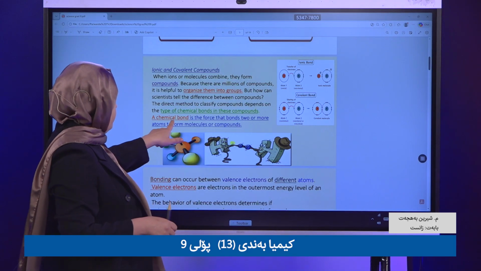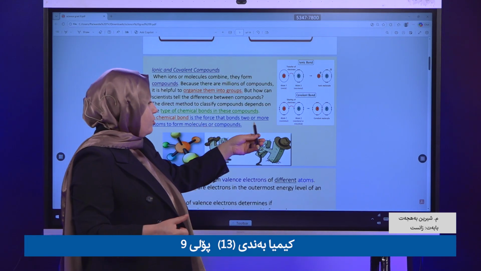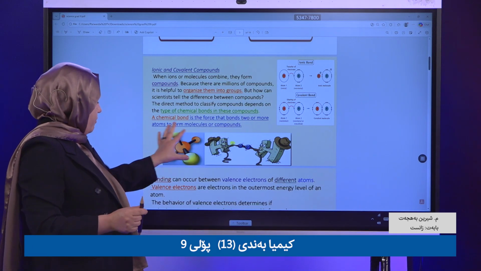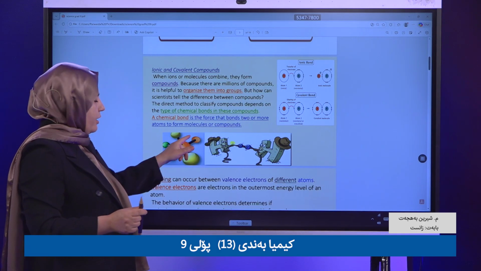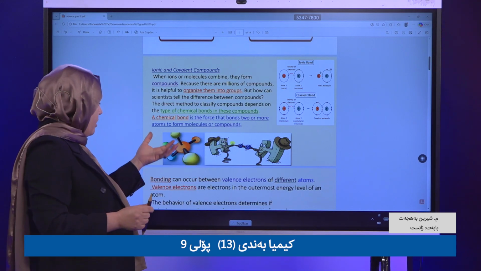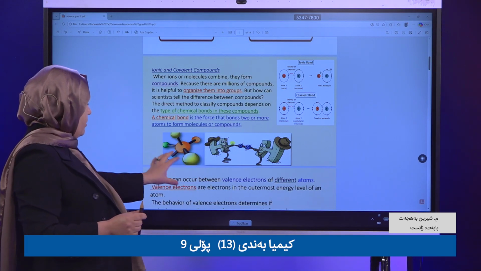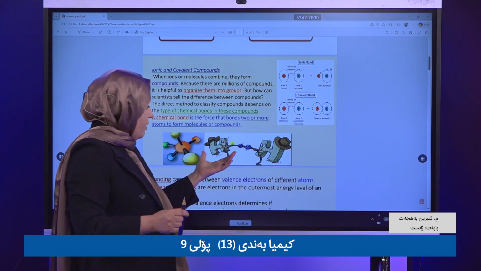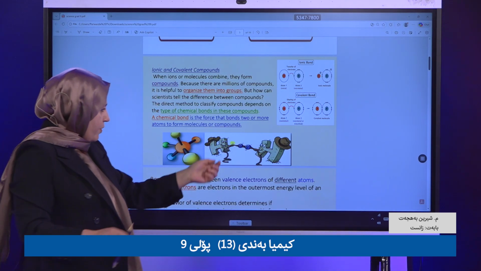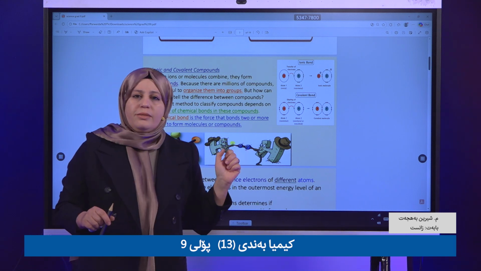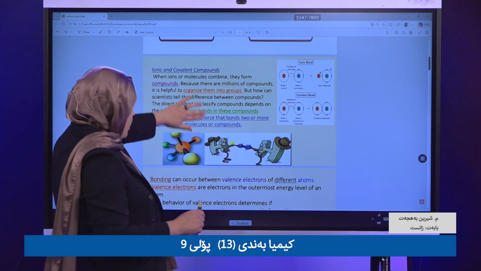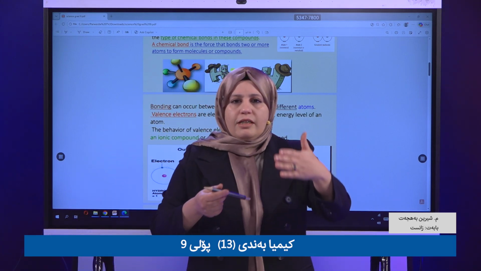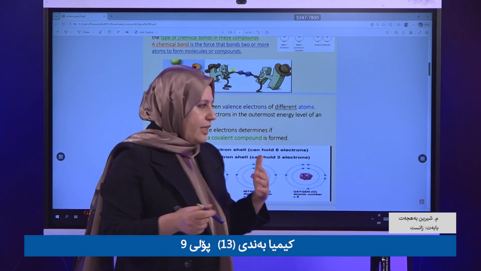So a chemical bond is a force that bonds two or more atoms to form a molecule or compound. If you look at this picture, this is a molecule, okay? The black one is the chemical bond, which means many atoms combine to form a compound. Look at this, we have two hydrogens. How are they linked together? Because of a chemical bond. Look at it, it is linked together like a chain.